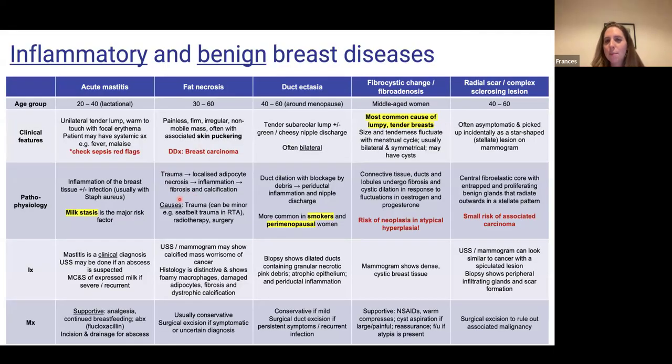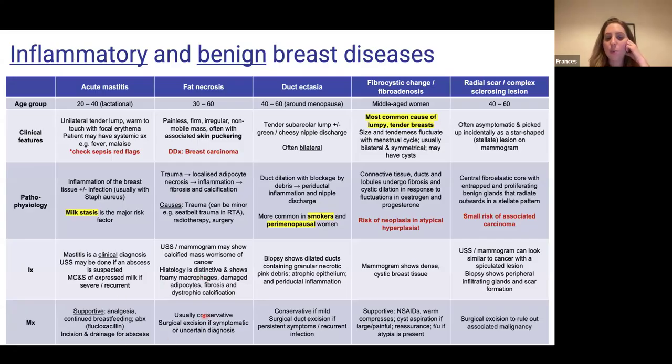So even if they're wearing a seatbelt and they're involved in a car accident and the seatbelt kind of digs in, that can be enough to cause fat necrosis. And they can also get it after radiotherapy, surgery, etc. You might want to do ultrasound, mammogram, and you might see this kind of calcified mass. The histology is what's going to tell you it's definitely fat necrosis. It's going to have foamy macrophages, giant cells, normally damaged adipocytes, fibrosis, and dystrophic calcification.